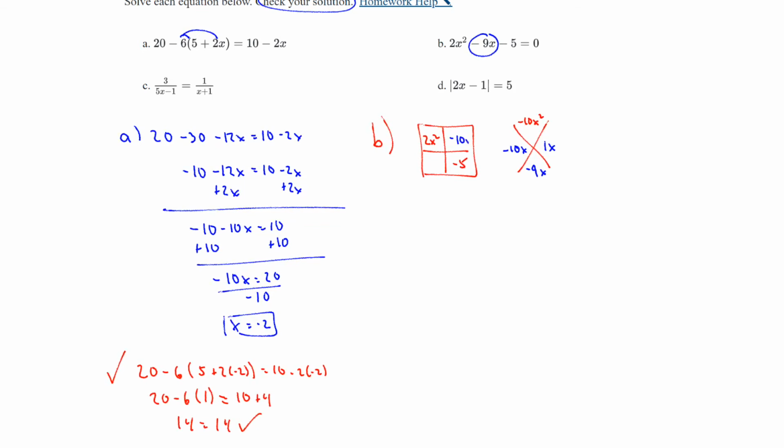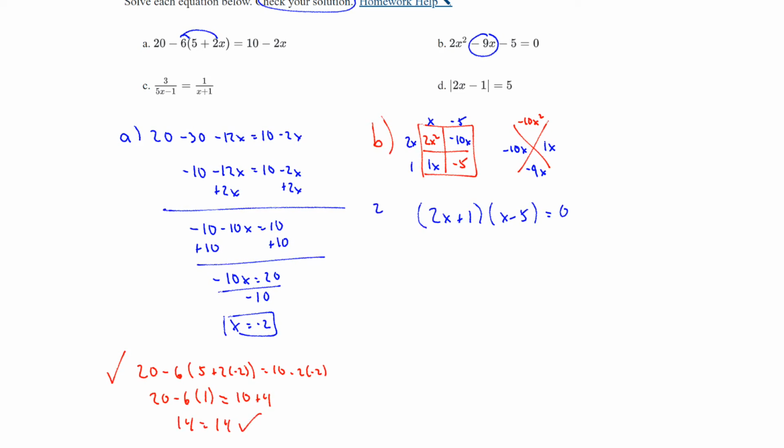We can then split those two up and then work backwards. So we know 2x squared is 2x times x. The 2x has to be on this side, so it goes into the 10. 2x times negative 5 is negative 10, and then x times 1 is 1x. So therefore we can factor this to 2x plus 1 times x minus 5, and that is equal to 0.